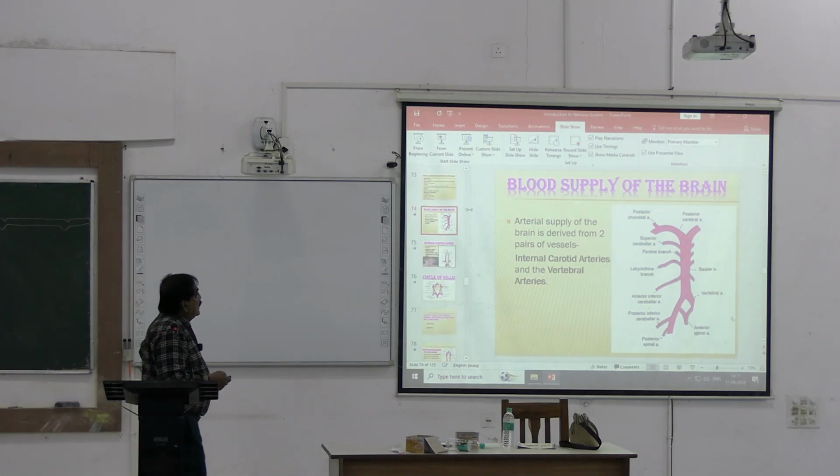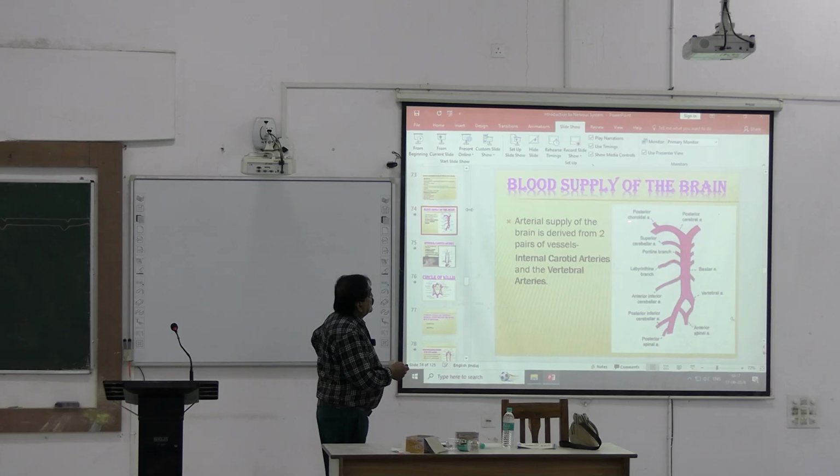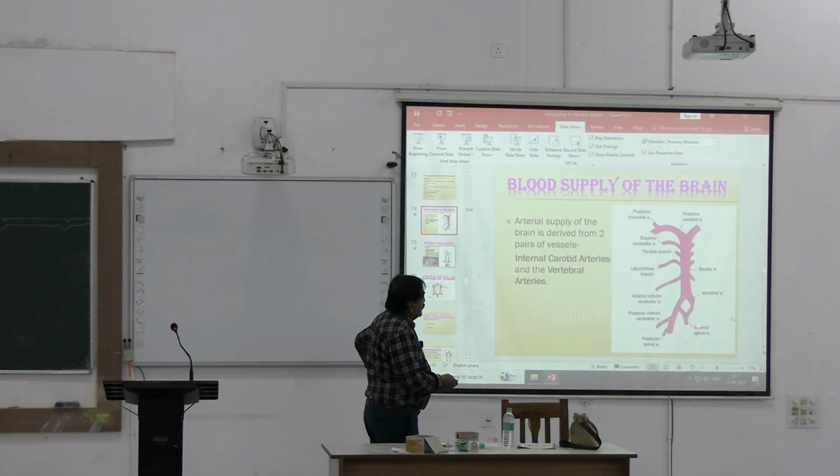Now, this is the posterior choroidal branch, this is the superior cerebellar branch, pontine branch, labyrinthine branch, anterior inferior cerebellar branch, posterior inferior cerebellar, and the posterior spinal artery, anterior spinal artery.